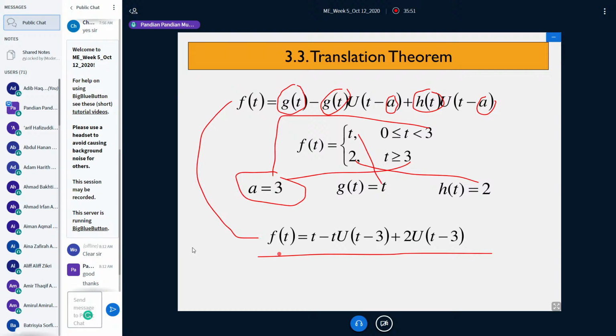Directly, f(t) equals g(t), which is t, minus g(t) u(t minus a) with a as 3, and then plus 2. h(t) is 2, so you put 2 here, and then u(t minus a). After this, then you find the Laplace.